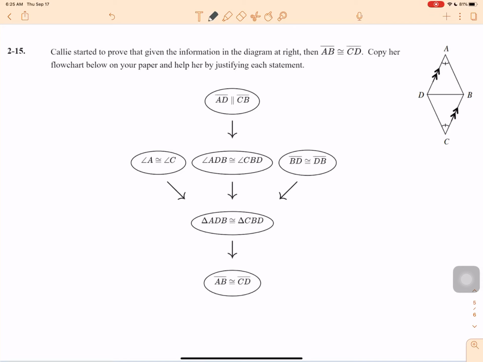Okay, so here it says, Callie started to prove that given the information in the diagram at right, side AB is congruent to side CD. Copy your flowchart below, but luckily you don't have to. It's already there in Jamboard. And we want to help her justify each statement. So first I would start using color and see what's congruent here.